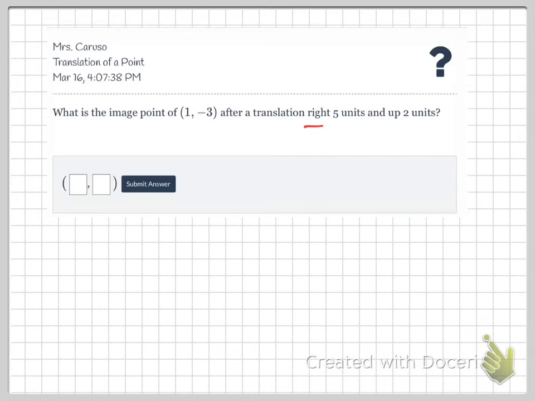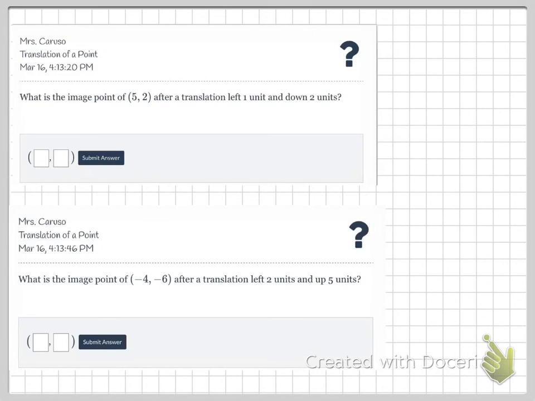So here I go. Right 5, up 2. Right 5 is a plus 5, and up 2 is a plus 2. 5 plus 1 is 6. Negative 3 plus 2 is negative 1. Nice job.